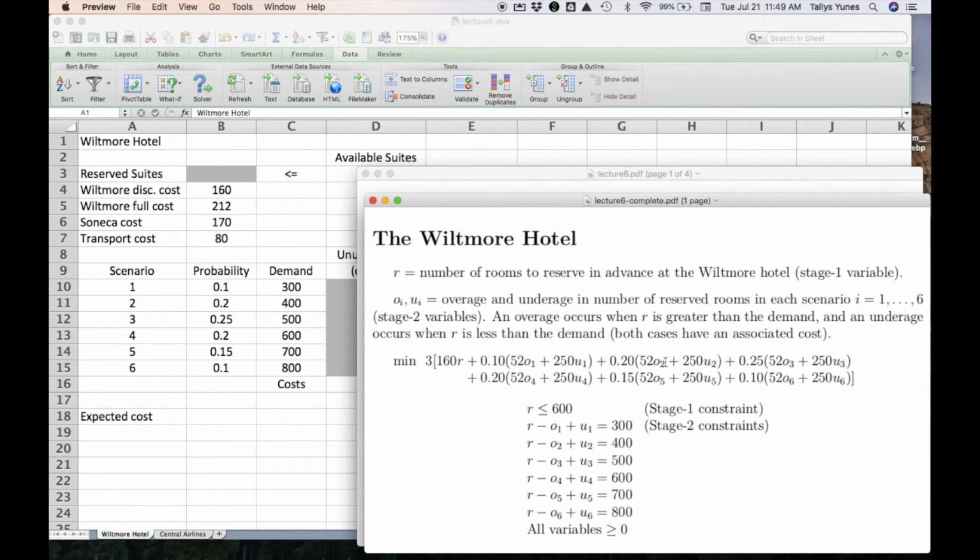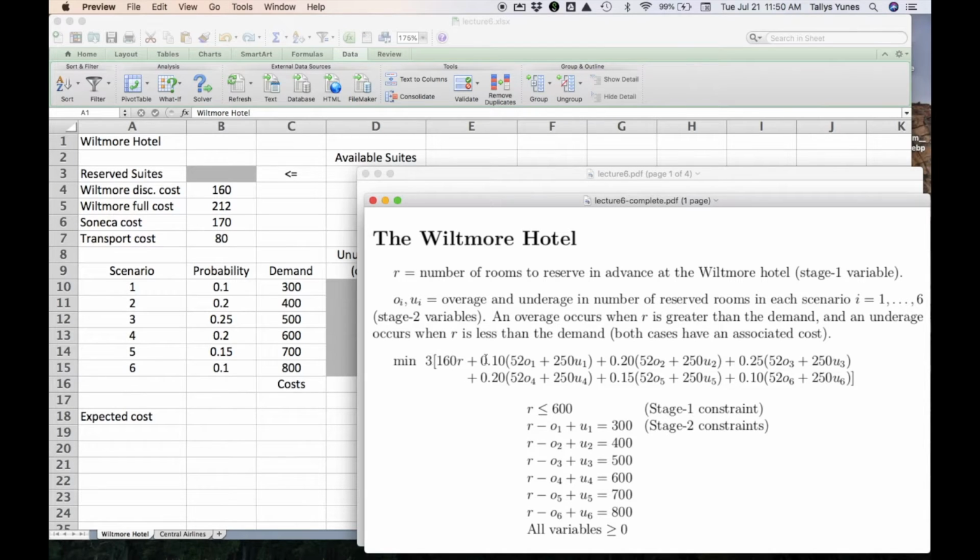If I find myself in scenario 2, there's an overbooking potential and an underbooking potential. If I overbook, 52 per overbooked suite. If I underbook, 250 per underbooked suite. And the chance I will find myself in this scenario is 20%, so multiply by that. And repeat for every scenario. So this is the expected expense of the organizers of this conference in terms of the hotel reservation.